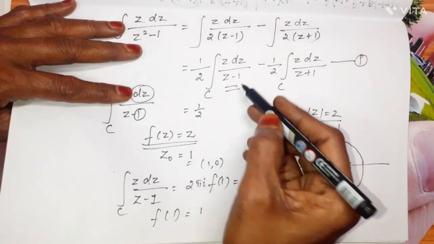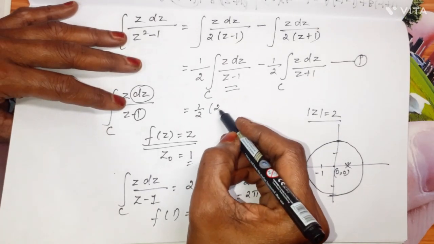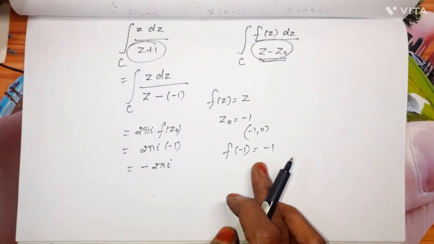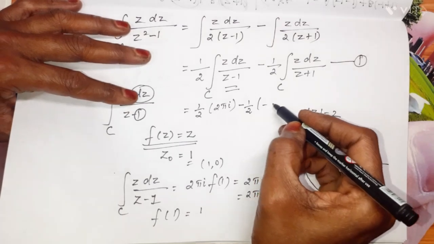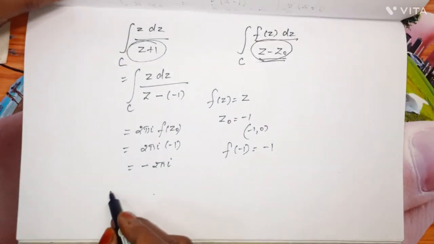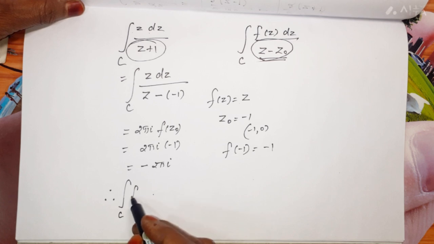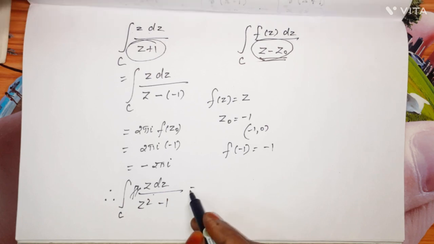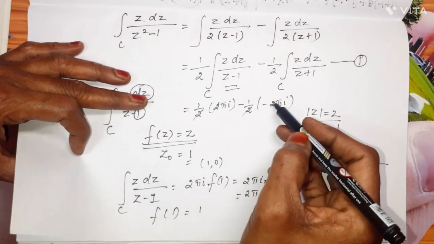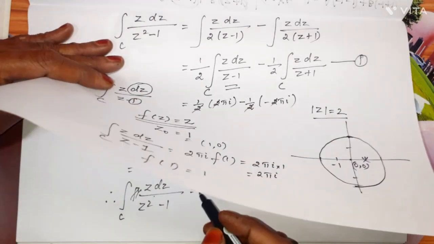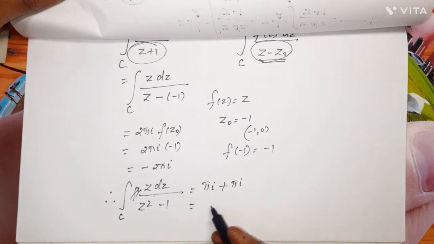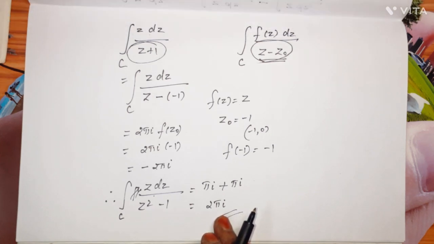So this is equal to 1 by 2, this answer we got as 2 pi I. So 1 by 2 into 2 pi I minus 1 by 2 into this answer we got, minus 2 pi I. Therefore, the integral over C of z dz by z squared minus 1 is equal to this 2 and this 2 cancel, and this 2 and this 2 cancel, minus into minus is plus. So we have pi I plus pi I, which is equal to 2 pi I. Therefore, the answer for this problem is 2 pi I. Is it clear?